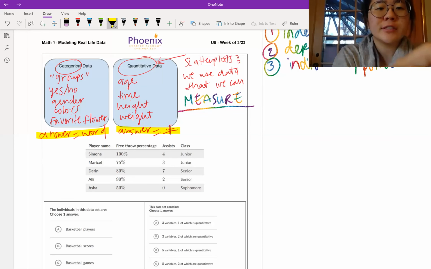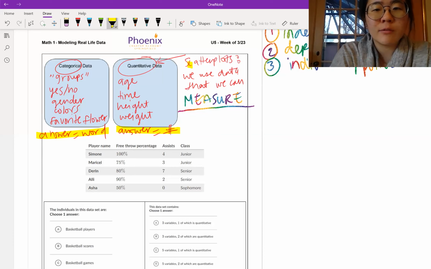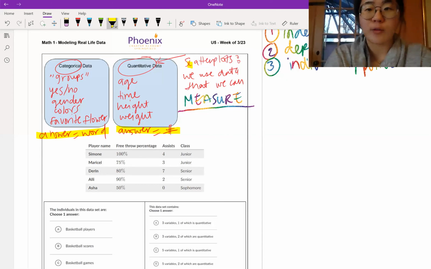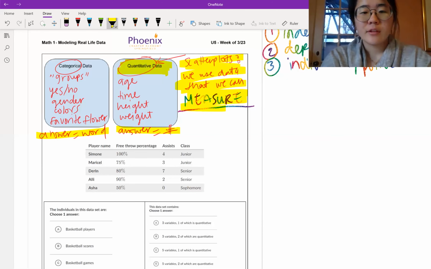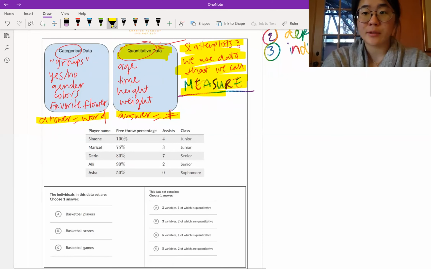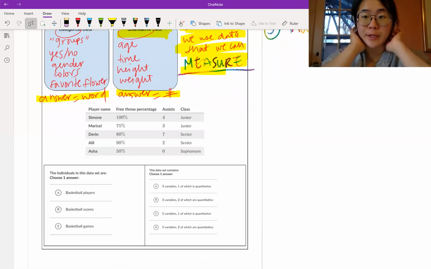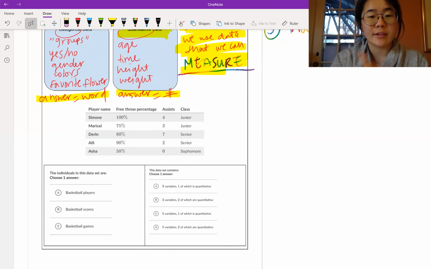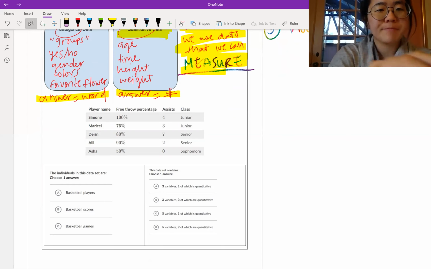Remember, for scatter plots, we only work with quantitative data. So you want to just focus on that. So I'm going to do a practice problem. It's very similar to what we're doing for our Mini-QPA 1, and hopefully it should help you understand some things a little bit better.